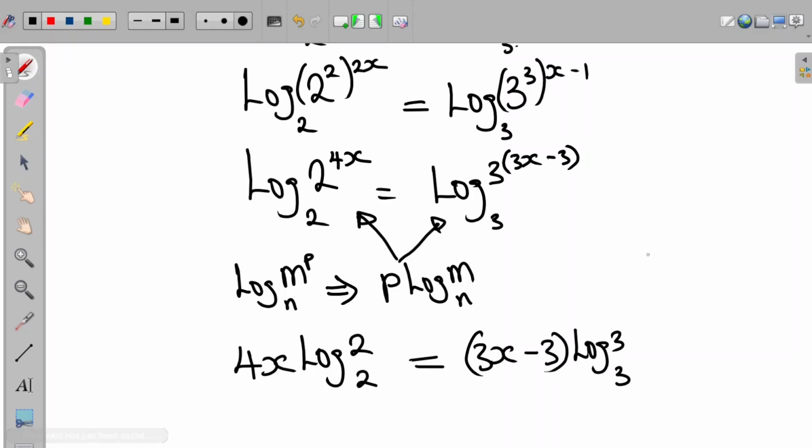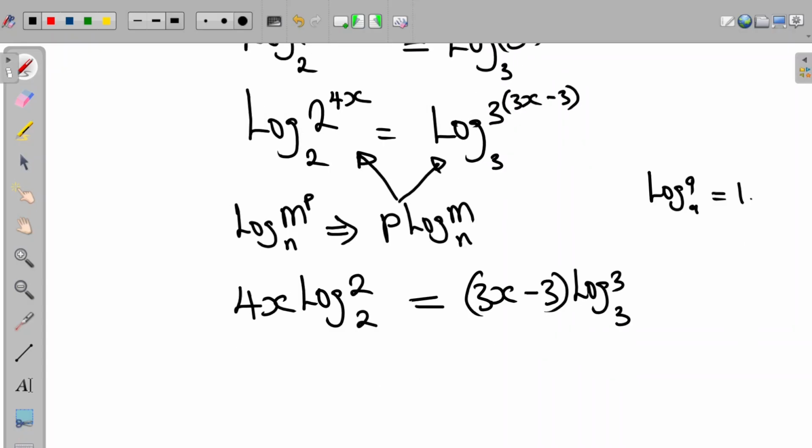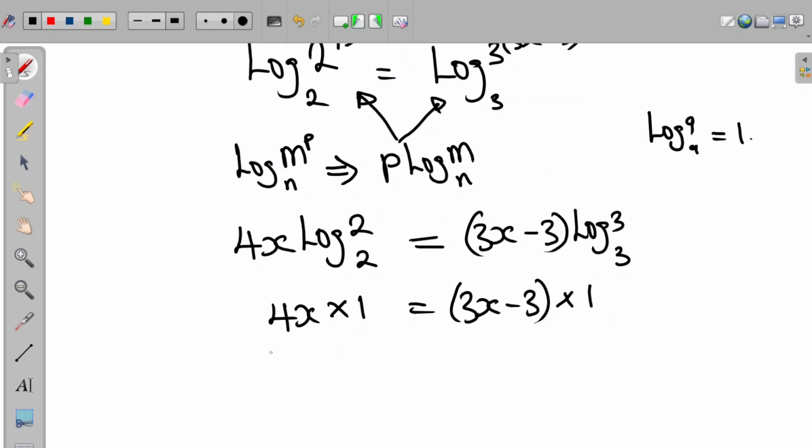Now also recall that logarithm to each base is equal to 1. So therefore, log 2 to base 2 is equal to 1, and log 3 to base 3 is equal to 1. First, we have that this becomes 4x times 1 is equal to 3x minus 3 multiplied by 1. So we have that this becomes 4x is equal to 3x minus 3.